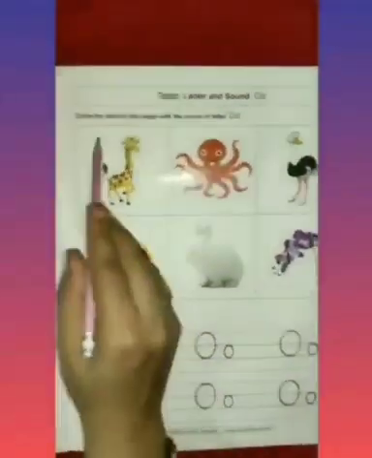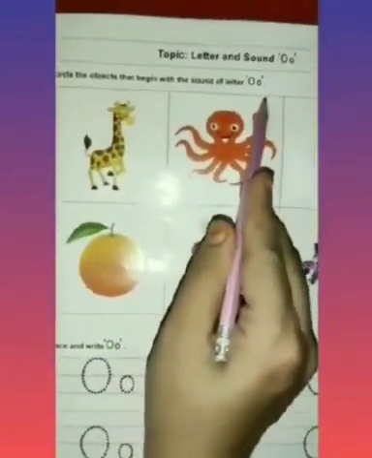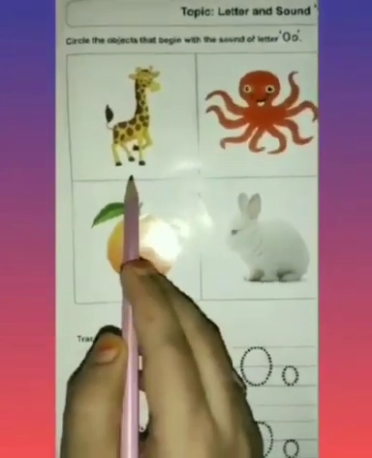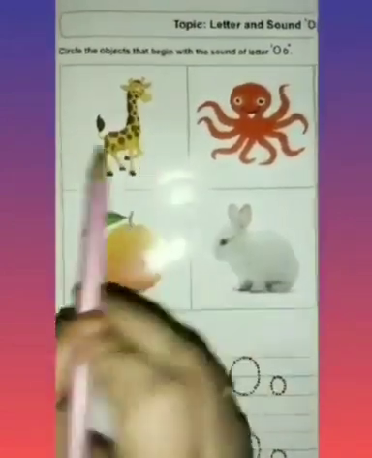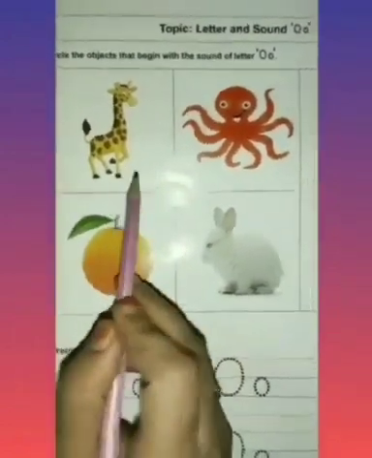Book, page number 53. Circle the objects that begin with the sound of letter O. Which animal is this, children? Giraffe. So, it begins with letter G. Don't circle it.